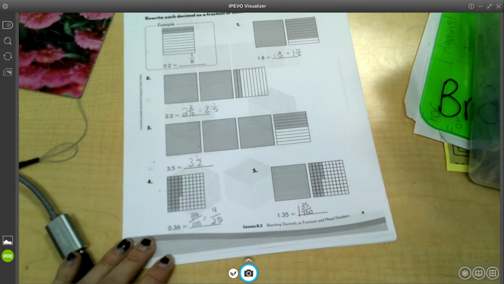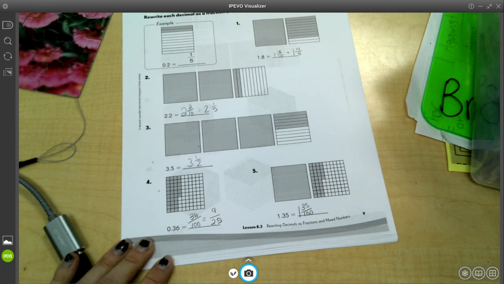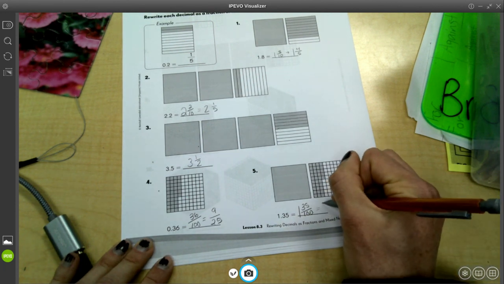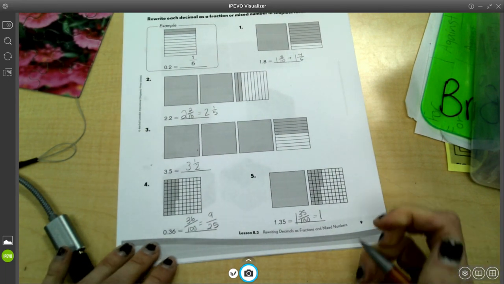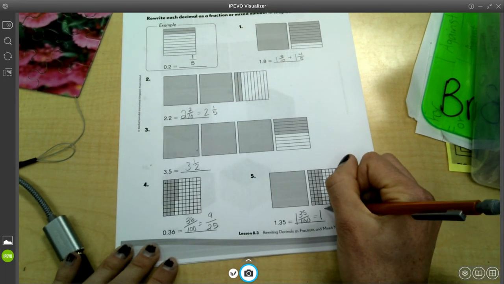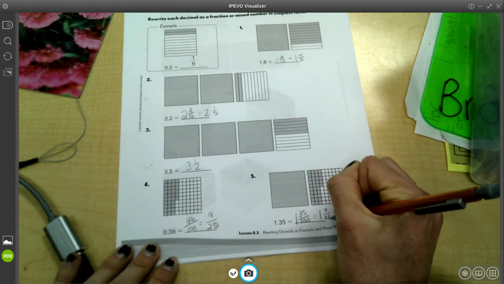35 hundredths can be simplified. They're both divisible by 5. So we have 1. Don't forget that whole number. Oh my gosh, it'd be so sad if you didn't remember it. 35 divided by 5 is 7. 100 divided by 5 is 20.